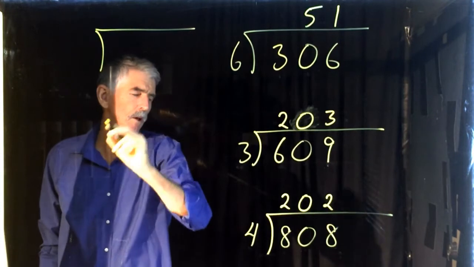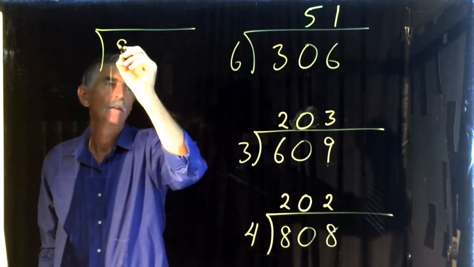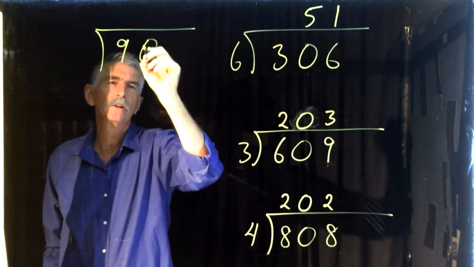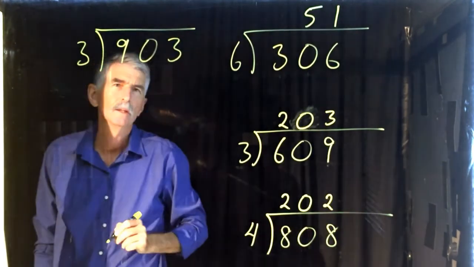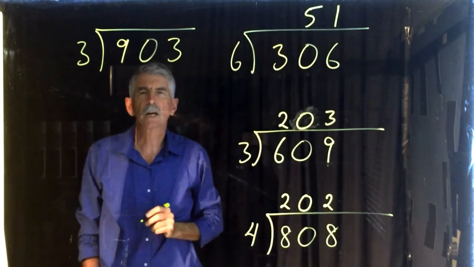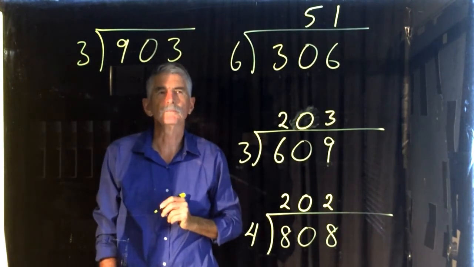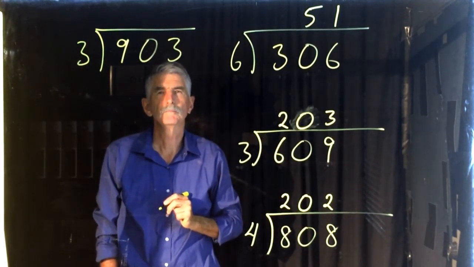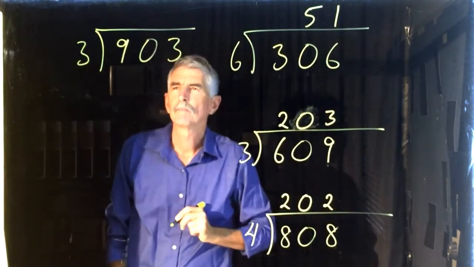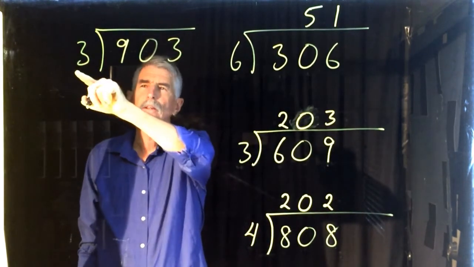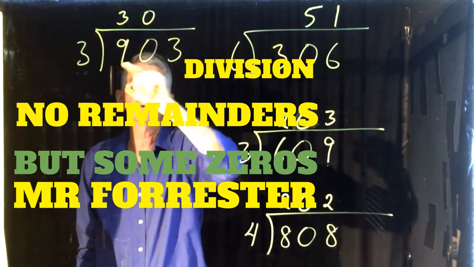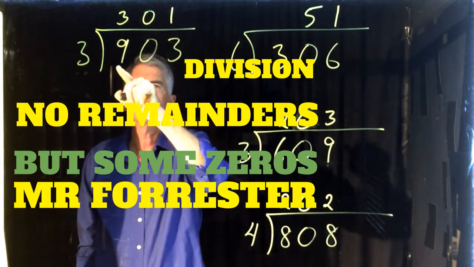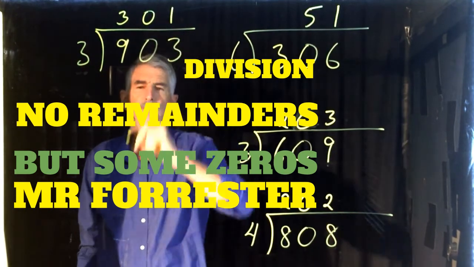So we're going to divide 903 by 3. So pause the tape there and you do that on your own. And now that we're back, 3 goes into 9 3 times, 3 goes into 0 0, and 3 goes into 3 once. So 903 divided by 3 is 301.